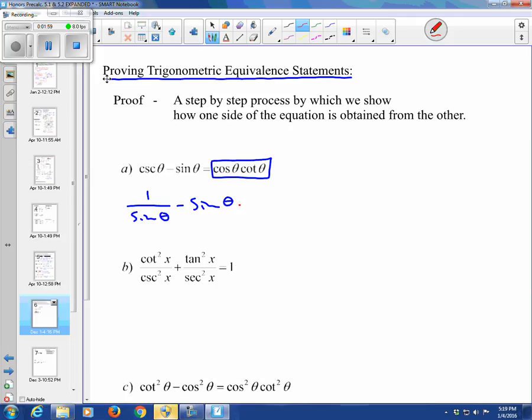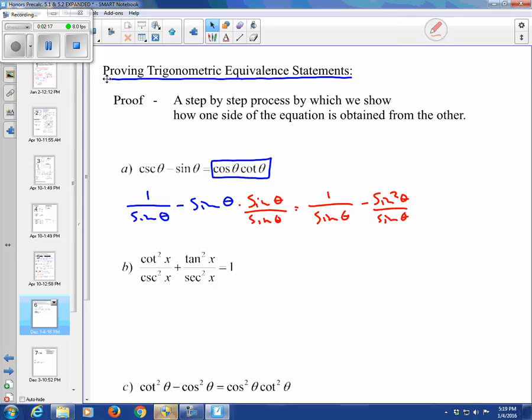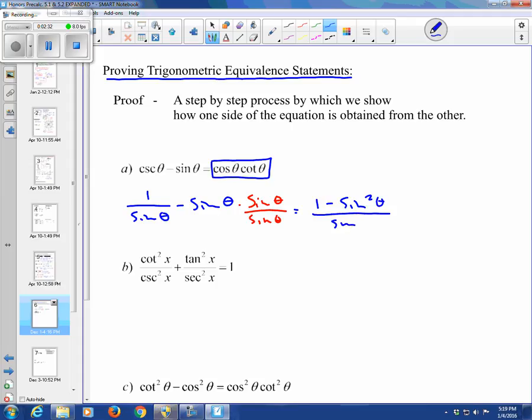So right here, if I multiply sine theta by sine theta over sine theta, right, I'm going to get 1 over sine theta, and then right here minus sine squared theta over sine theta. And right here, I can bring these two fractions together since they've got common denominators. So I'll go ahead and do that. And that will give me 1 minus sine squared theta over sine of theta.